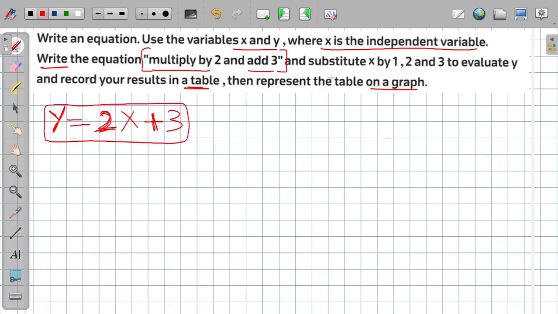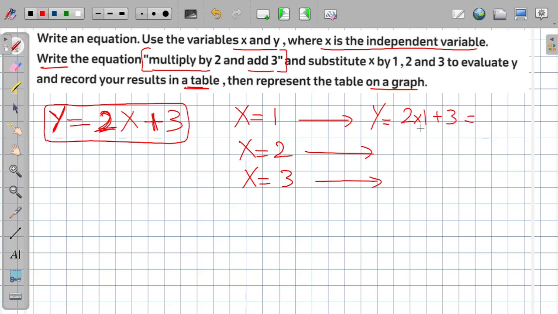Next, I want to substitute x by 1, 2, and 3. So when x equals 1, y equals what? When x equals 2, y equals what? When x equals 3, y equals what? So x equals 1. So I will substitute x here by 1. So y equals 2 times 1 plus 3. 2 times 1 is 2, plus 3 equals 5. So y here is 5.